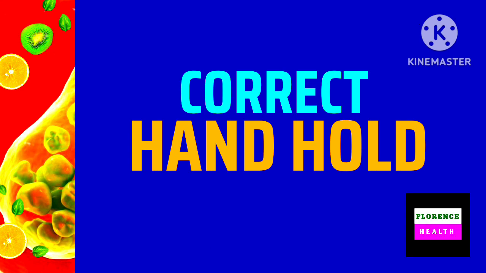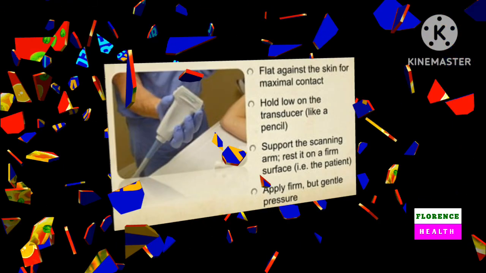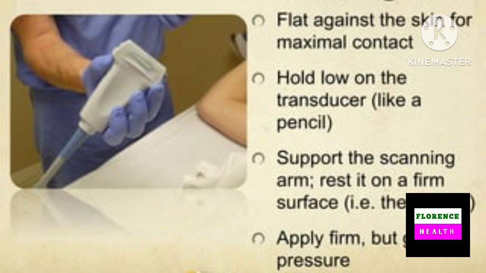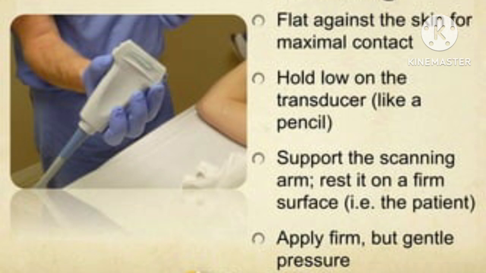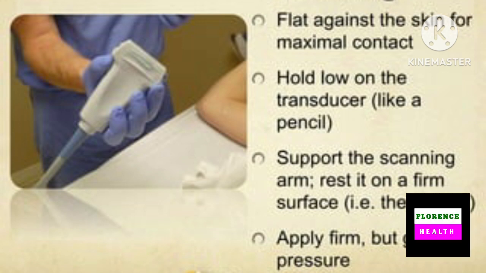Now know about the correct method of holding the probe. How to hold the probe. First point, hold the probe just like a pen or a pencil. Second point, hold low on the transducer. Third point, keep the palm flat against the skin of the patient for maximal contact, which gives more control on imaging and better stability. Fourth point, support the scanning arm, that is, rest it on the patient's body.